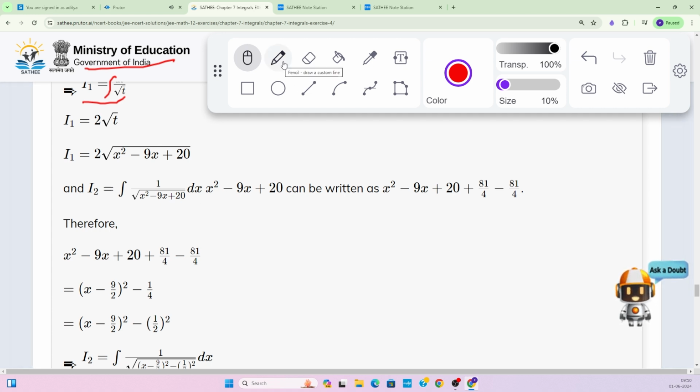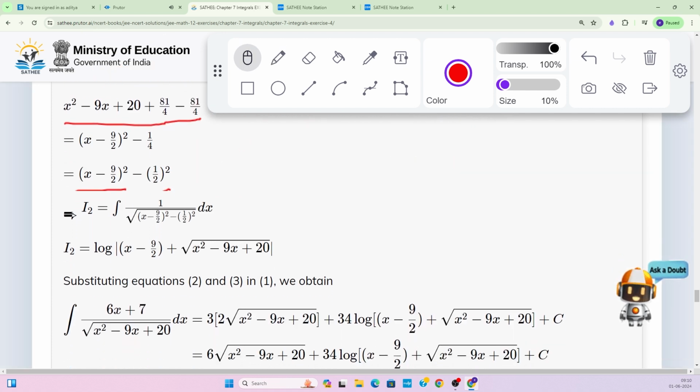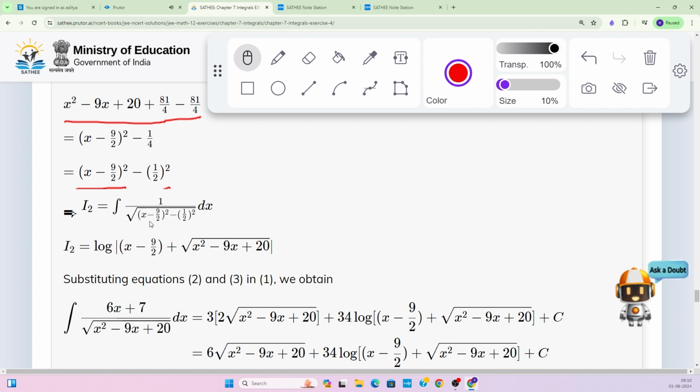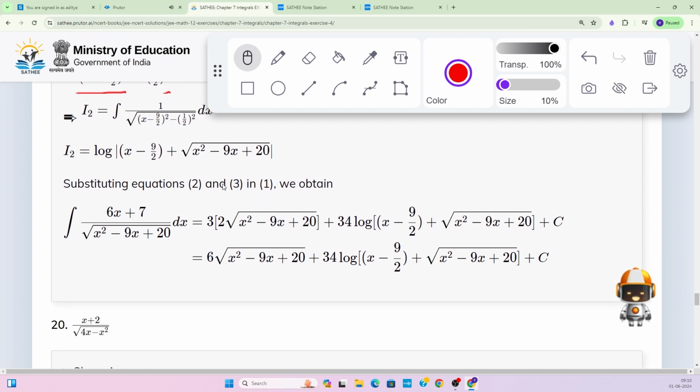This can be rewritten by the completing square method: x square minus 9x plus 20, adding and subtracting 81 by 4. Then you will get x minus 9 by 2 whole square minus half whole square. From here you can directly use your integral formula for such integrations. You will get log of modulus x minus 9 by 2 plus root of x square minus 9x plus 20. After substituting both solutions, you will get your final answer as this.